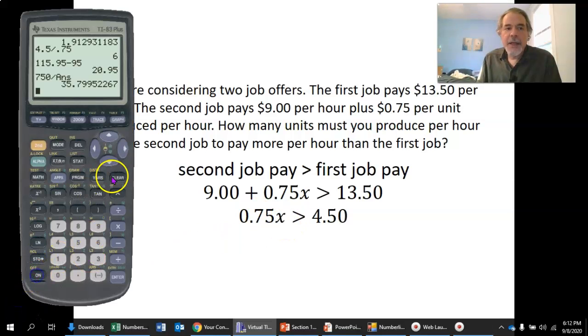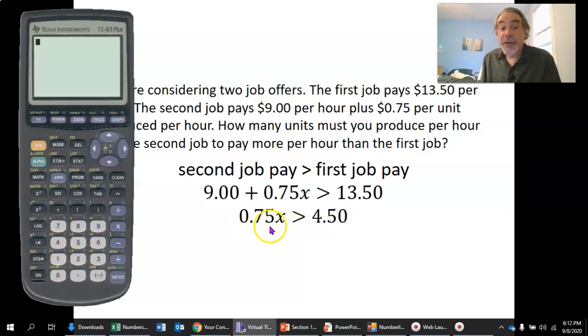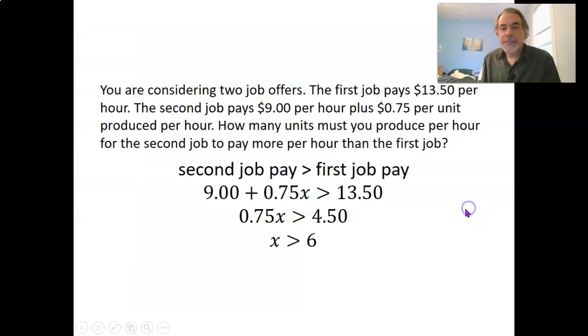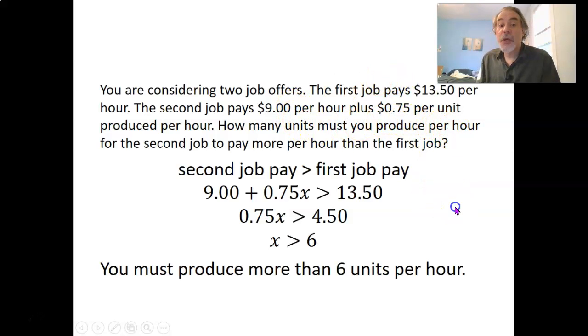Now we have to divide both sides by 0.75 to get from 0.75 times x to just x. So x is 4.50 divided by 0.75. Looks like that's 6. So x is greater than 6. So how many units must you produce? More than 6. As long as you're making more than 6 units per hour, the amount that you would get paid on the second job would be more than on the first job.